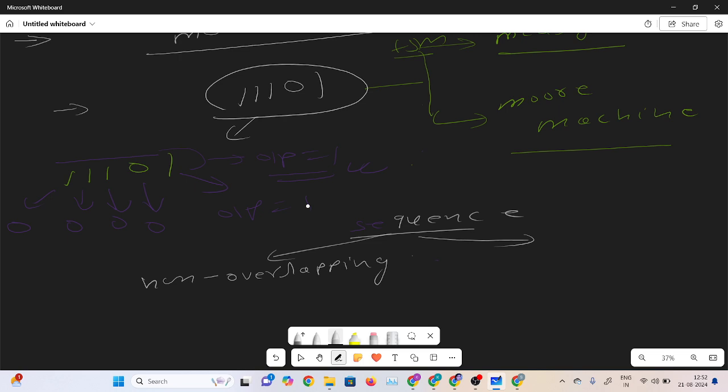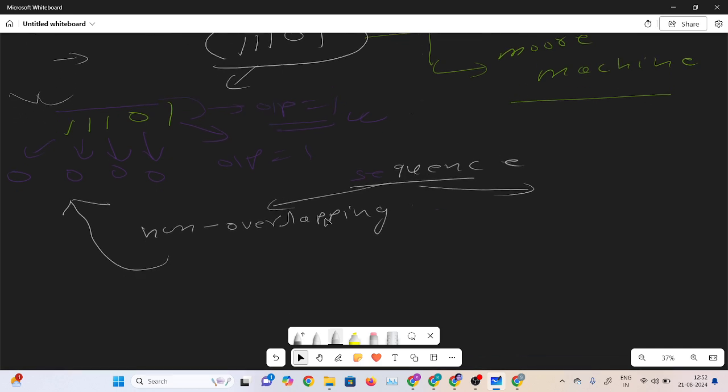In case of the non-overlapping, suppose this is the example: 1, 1, 0, 1 we need to detect. If the complete sequence is detected, then output will be 1, otherwise output will be 0. So this is the example of the non-overlapping sequence. And the overlapping sequence is also there. Overlapping means it can be 1 bit overlapping, 2 bit overlapping, and like that 3 bit overlapping.